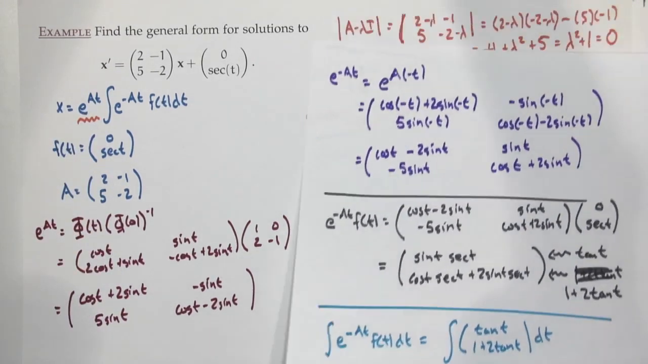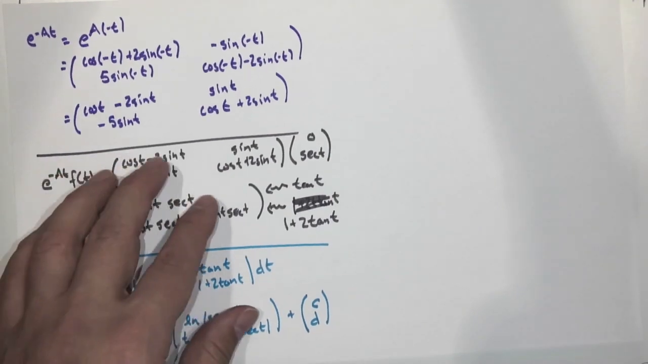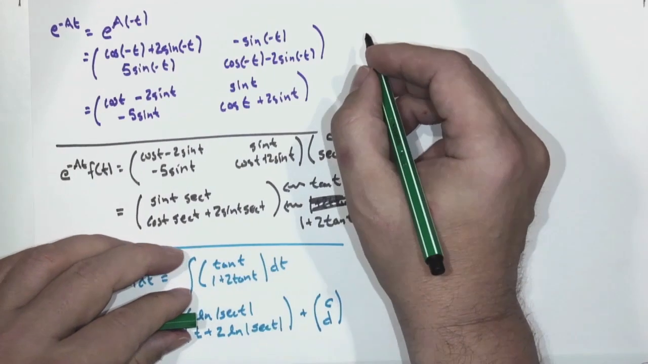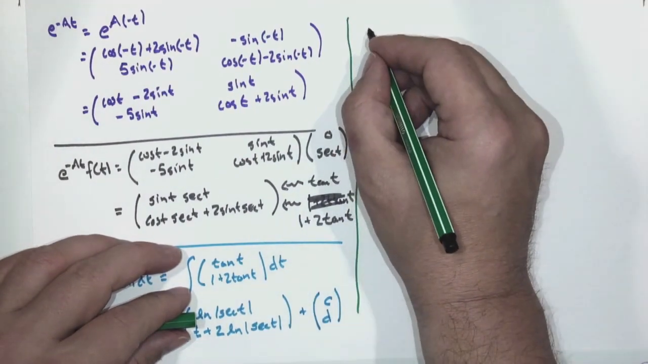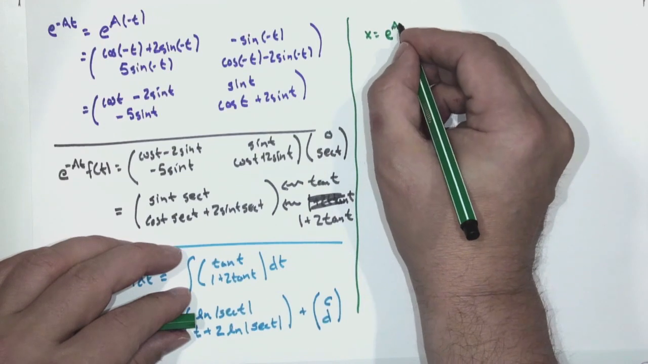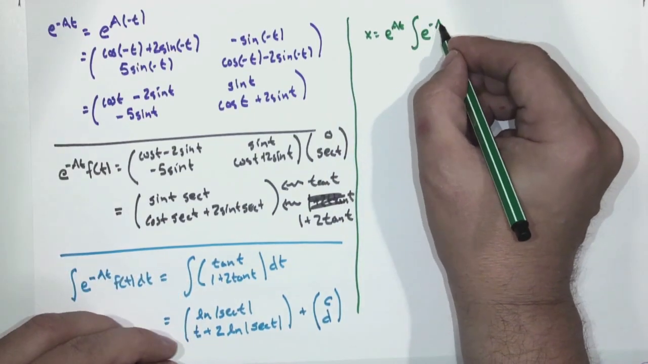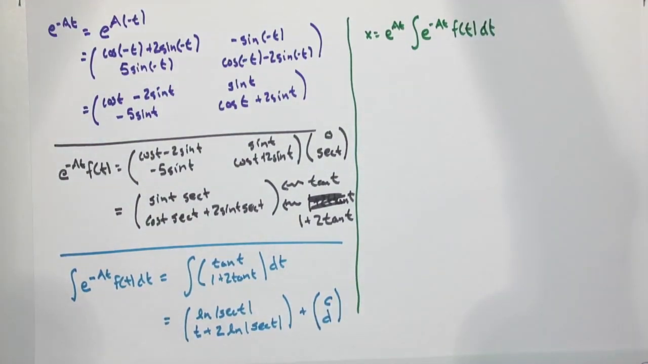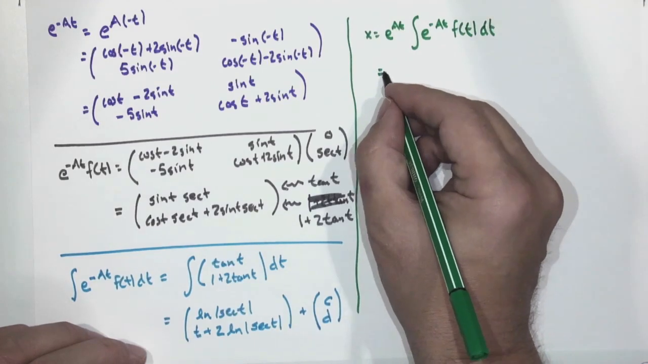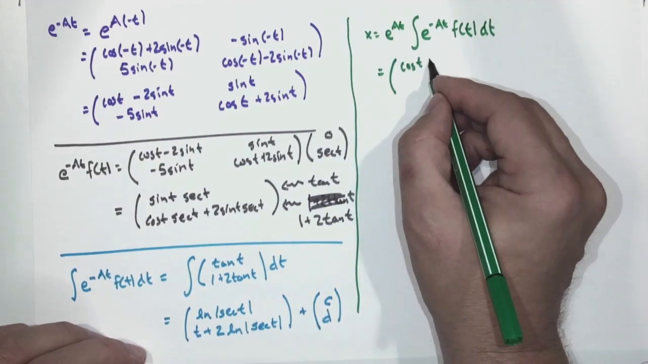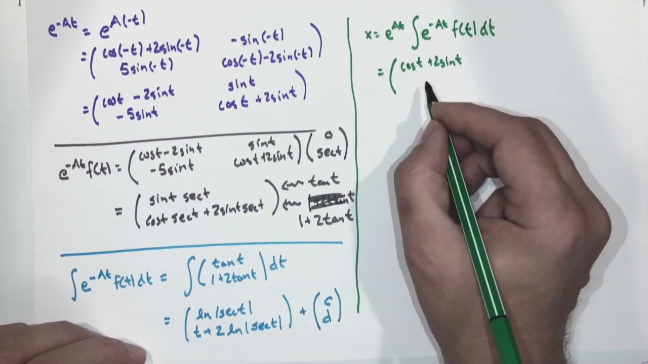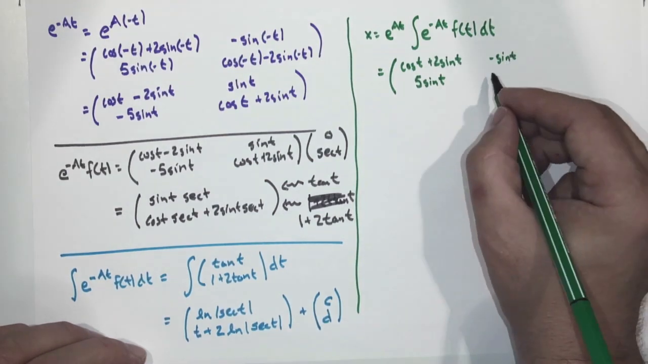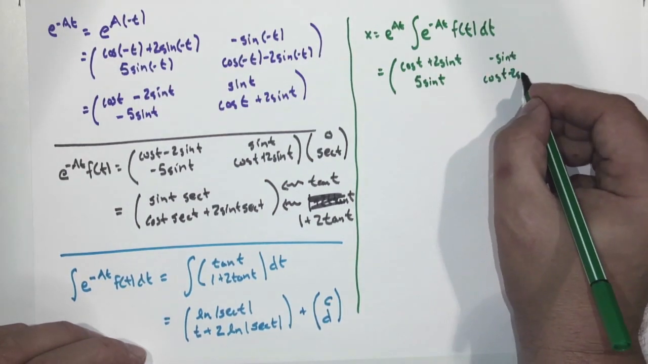Got that e to the at in the front. Okay, so I hope you took notes so you remember what e to the at is. But we are close. We're rounding that corner. So we have x is e to the at integral e to the minus at f of t dt, which is e to the at: cosine t plus 2 sine t, and then 5 sine t below that, and then minus sine t, and cosine t minus 2 sine t.